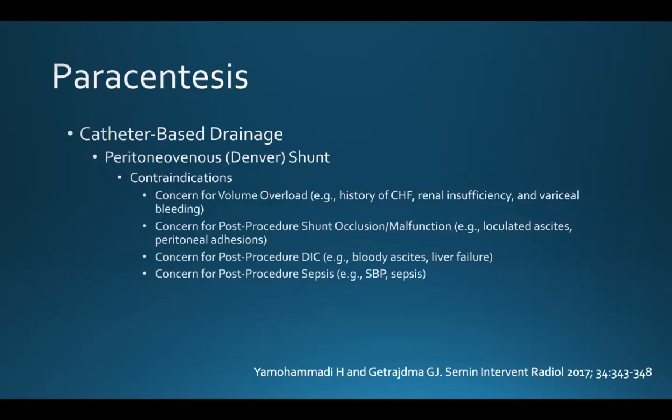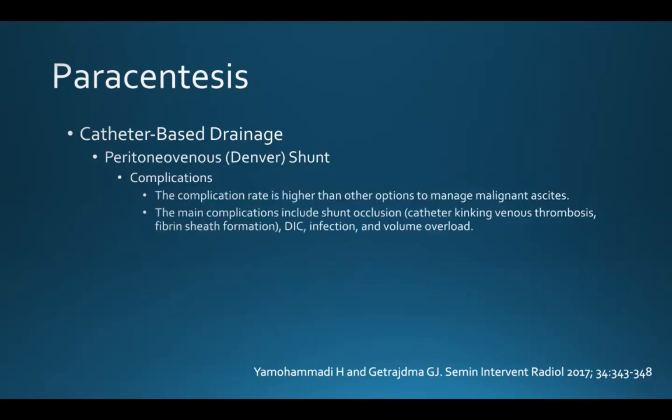There are several contraindications to placing these shunts. They shouldn't be placed if there's concern for volume overload, for post-procedure shunt occlusion or malfunction, for post-procedure DIC, and for post-procedure sepsis. The complication rates of these shunts are higher than other options to manage malignant ascites, and the main complications include shunt occlusion, meaning the catheter kinking, venous thrombosis, or fibrin sheath formation, DIC, infection, and volume overload.